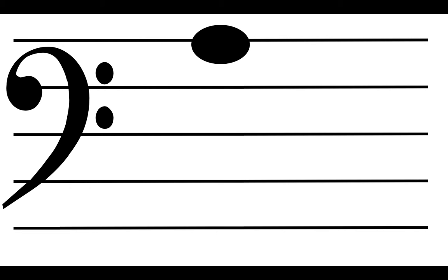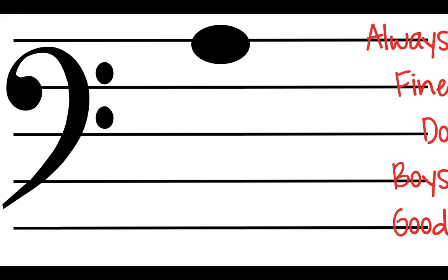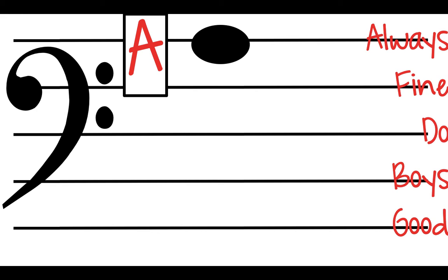Take some time to figure out this note. This is a line note. It has a line going through, and since it's a line note, we say our sentence, good boys do fine always. This note is A.